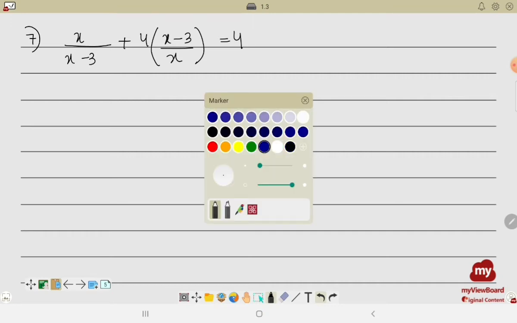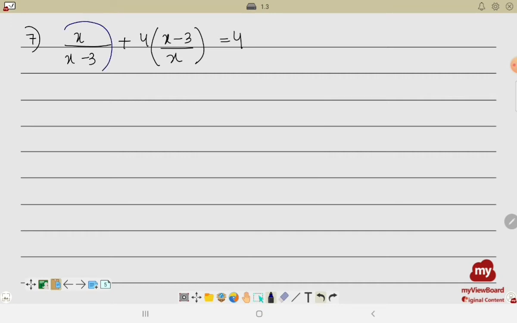Let's say it is question number 7 of the same exercise, that is x over x minus 3 plus 4 into x minus 3 over x equals 4. Now again we have to do the substitution. What will we substitute? In this case just take the first term as a substitute. y equals x over x minus 3. From the same substitution we have to find out the other value.